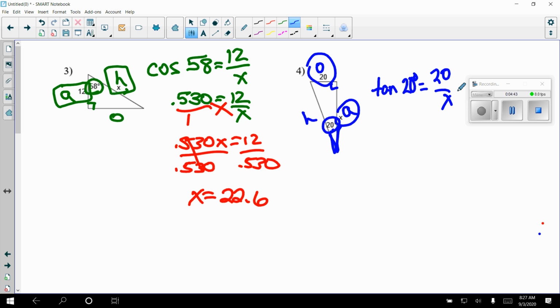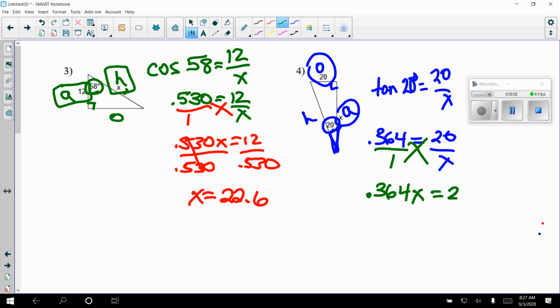Okay. So in my calculator, type in tangent of 20. I get 0.364 equals 20 over x. So I put that over 1 and I cross multiply. And remember, you don't always have the second step here of dividing, but when x is on the bottom, you do, because I need to get the x by itself. So I divide by 0.364 on both sides, and I get x equals 54.9.